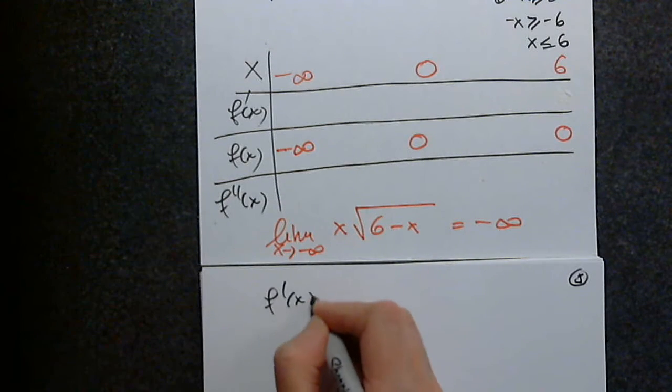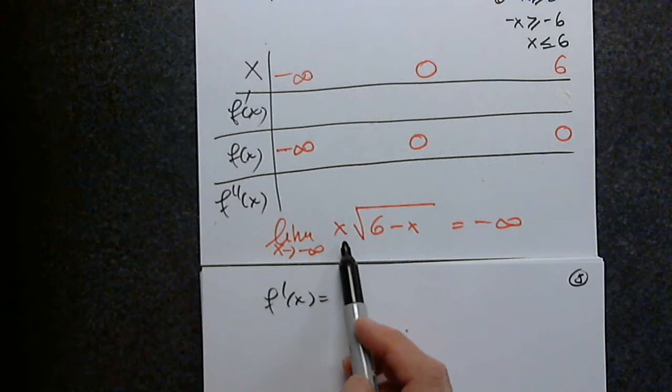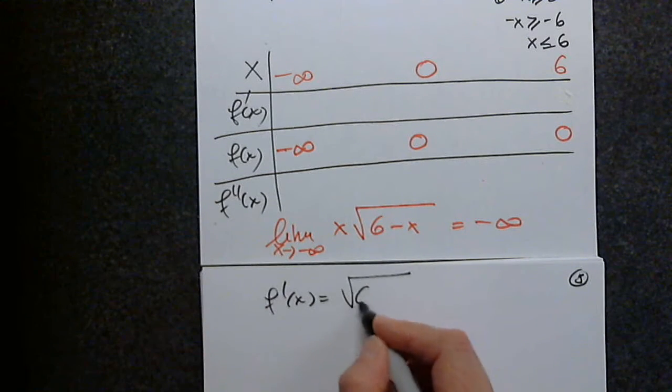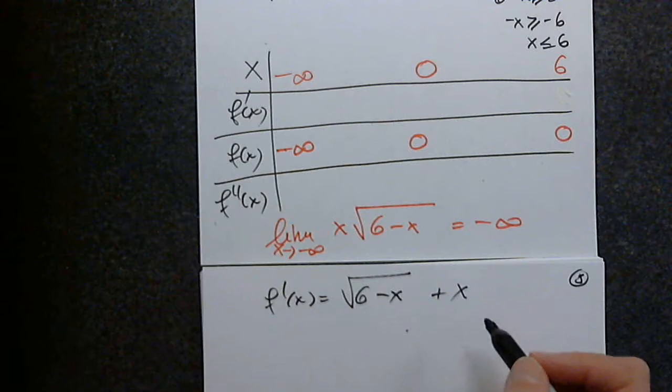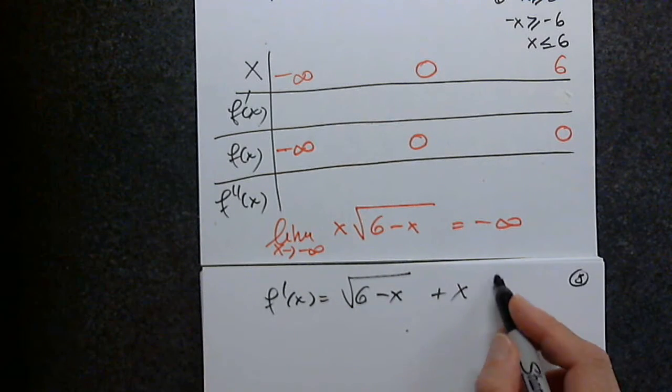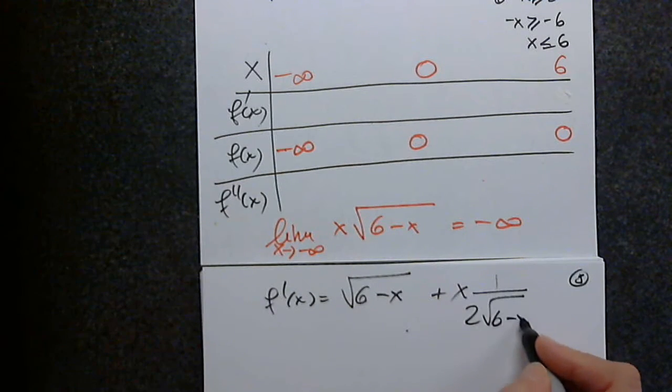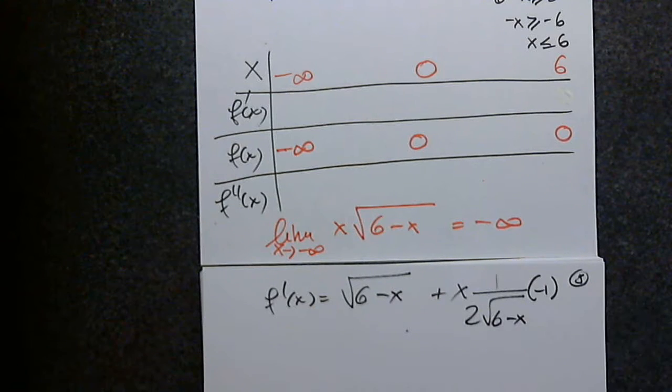So f prime of x. The first function prime is 1 plus x times the second function prime, 1 over 2 the square root of 6 minus x. Please do not forget the negative 1, which is the inner function prime. Do we have this?